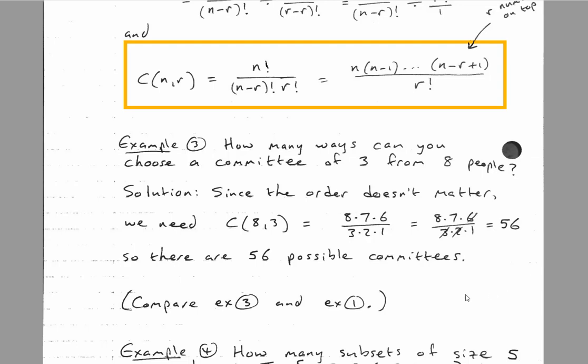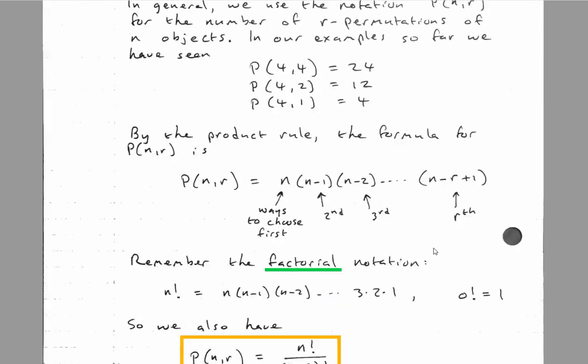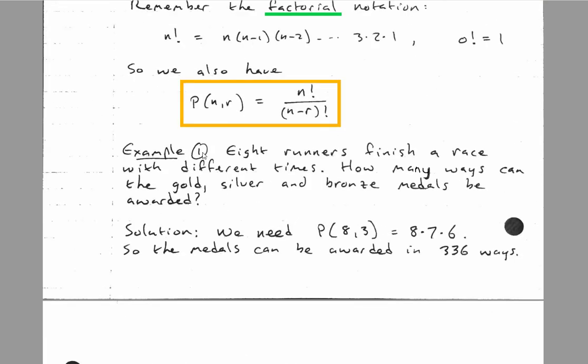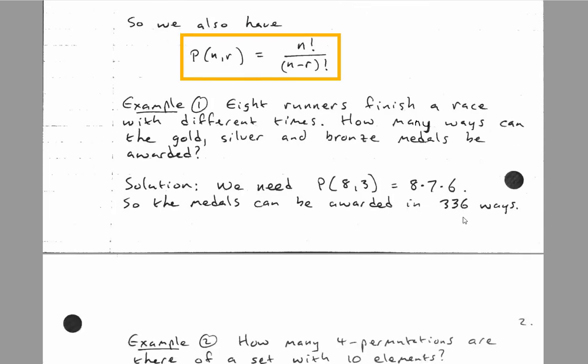Compare that with example 1. So here we're choosing 3 people from 8. We don't care about the order, so 56. But in example 1, we're choosing 3 people from 8, but we do care about the order. So that's more than 56, and there are 336 ways to choose 3 people from 8 if you do care about the order. Okay, so we didn't divide by 6 here, so 6 times as many ways.